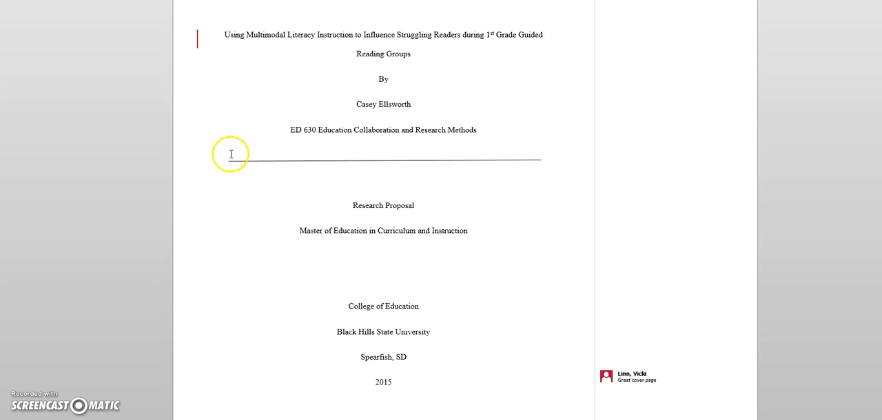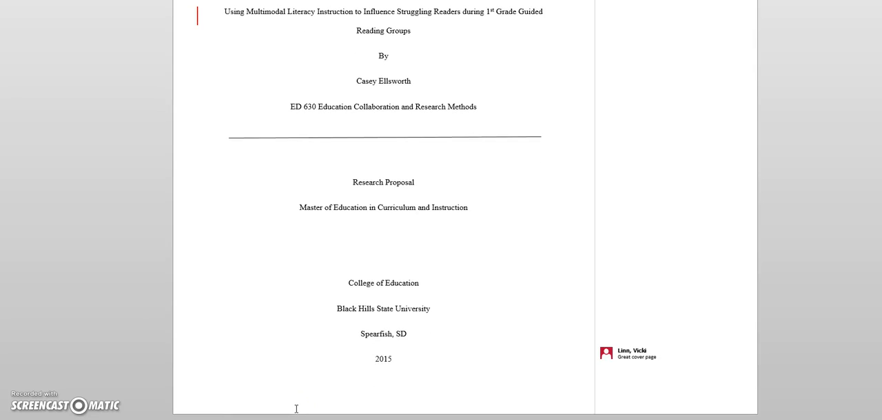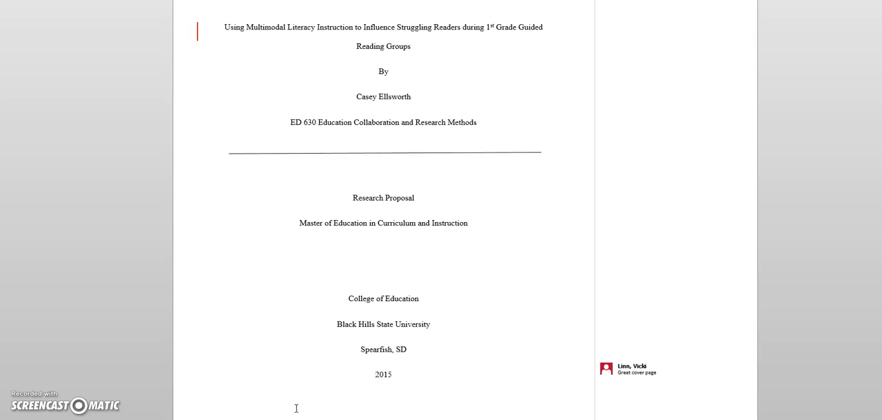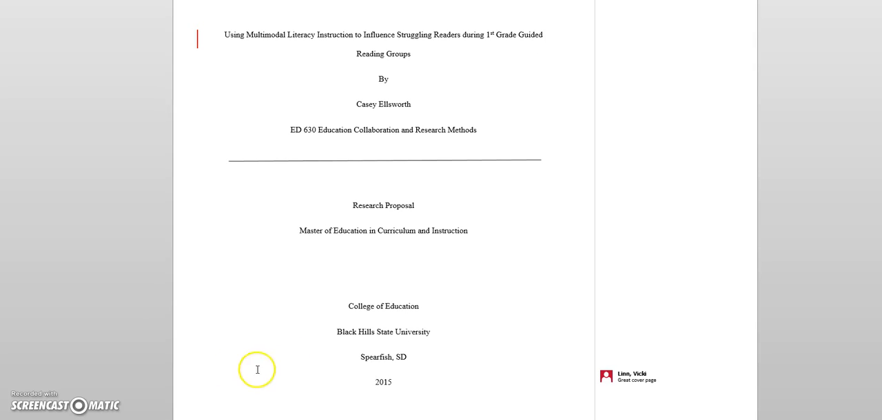And then at the bottom, the College of Education, and actually that should say the School of Education, and then Black Hills State University, and then Spearfish, and then the year. So that's what you do for the title page, quick and easy. And there's a format or examples in the assignment gallery. So if you're worried about spacing, just go ahead and save one of those examples and then insert your information and modify it for your proposal.